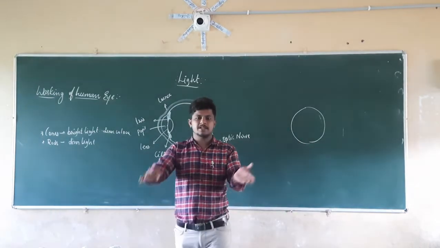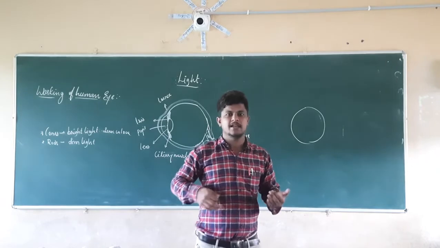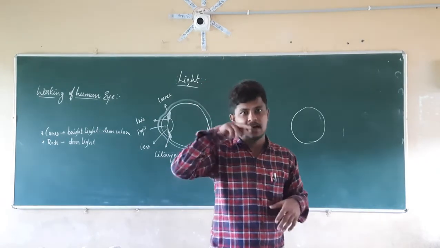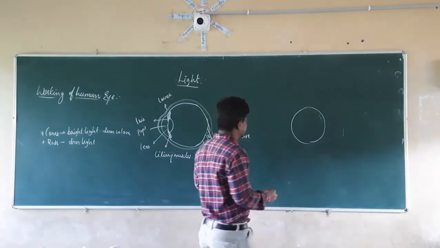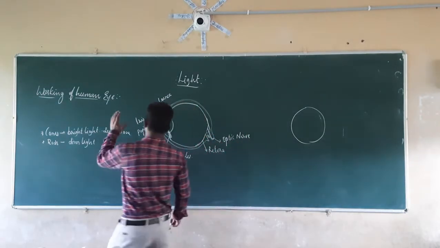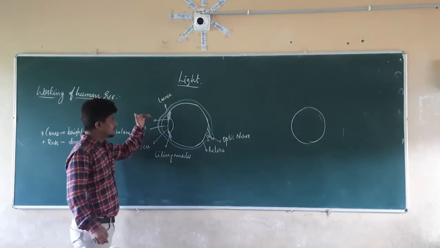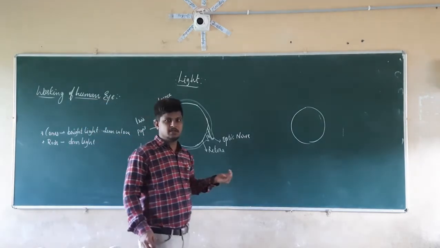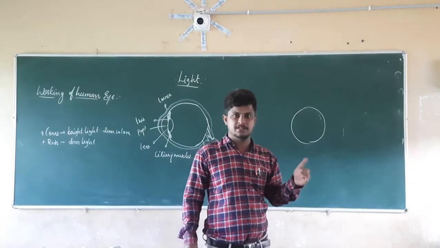Second, what is it going to do? Whatever maximum light is coming in towards our eyes, it is going to refract those light rays towards the iris. Now if you remember, refraction is nothing but what? It is the bending of light.